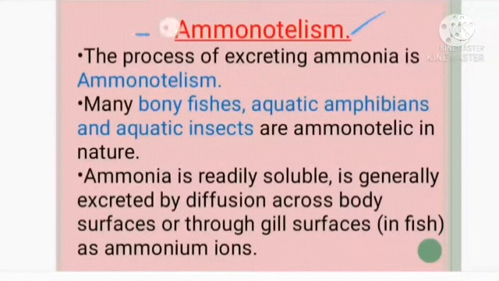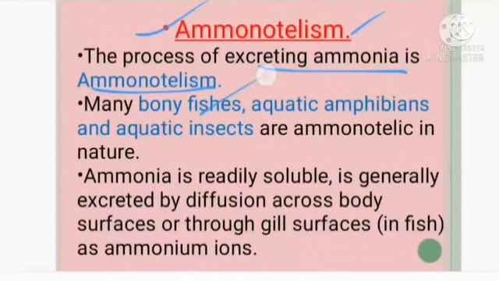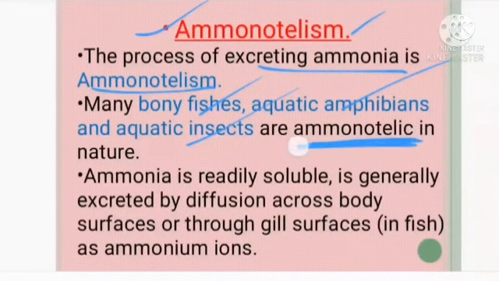Moving on to the first one, ammonotelism. The process of excreting ammonia is called ammonotelism. Who does this? Most bony fishes, aquatic amphibians, and aquatic insects are all ammonotelic. Their excretory nitrogenous waste is in the form of ammonia. Ammonia is readily soluble in water and it is excreted through their body surface.